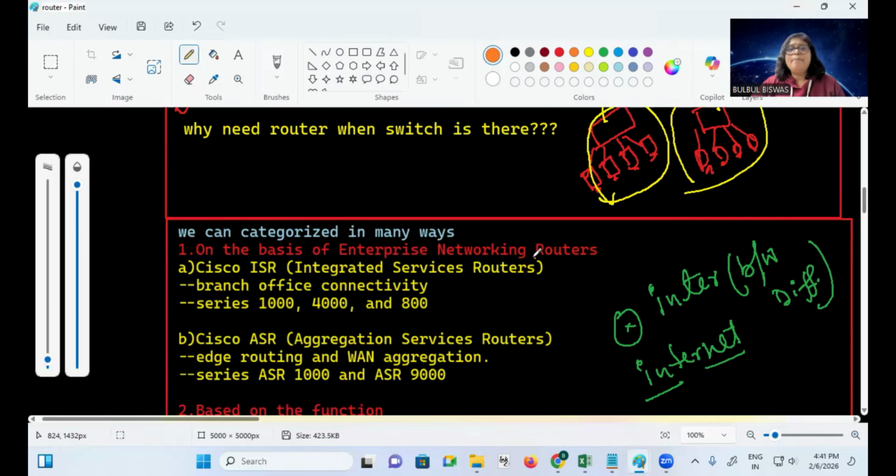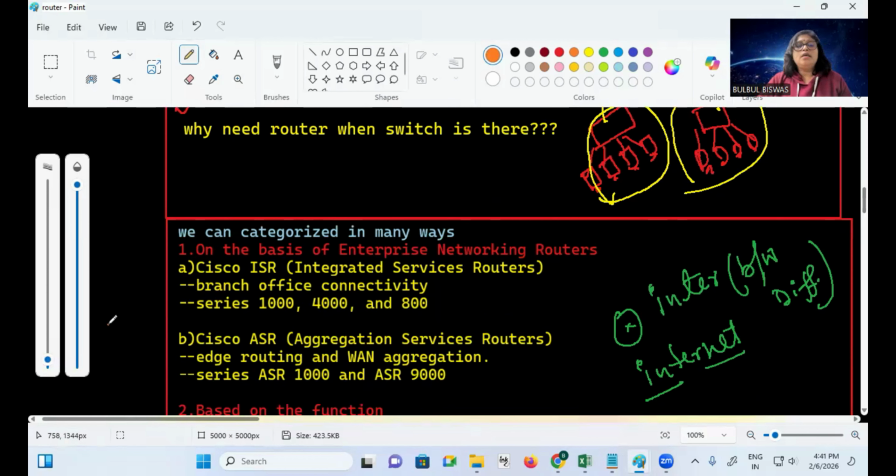Now we will see how we have categorized the router in the market. If I say the types of router, we cannot give an answer in a single sentence or in a single format that a router is this type. In an industry, there are several areas and every area has different demands. As per the demands, the router has been categorized. Mainly I am focusing here on 4 types of routers.